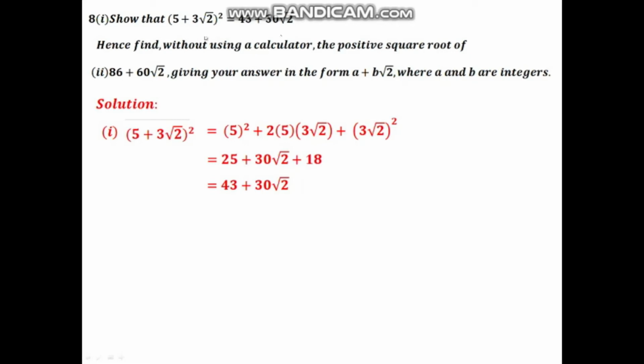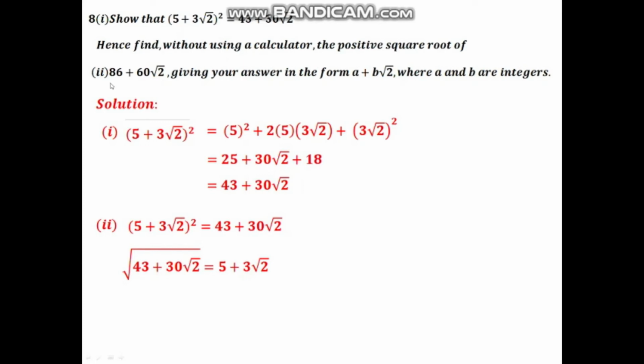I will just copy down, and then we think it reversely, or we do a reverse engineer. If (5 + 3√2)² is 43 + 30√2, then we can also say the square root of 43 + 30√2 is 5 + 3√2. Okay, something like this. Alright, √(43 + 30√2) equals 5 + 3√2. Okay, now we can go back to the original question.